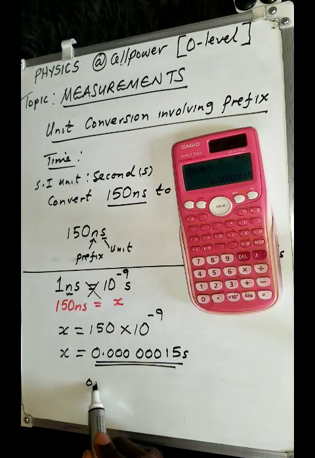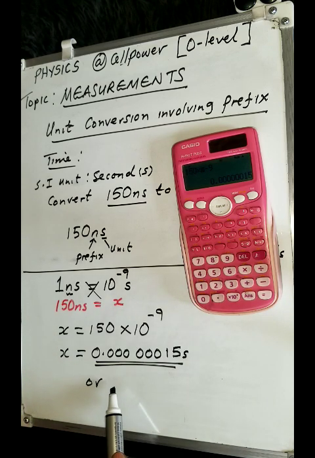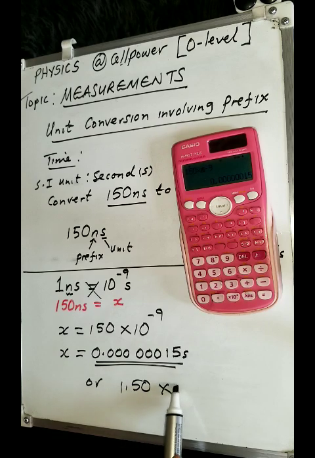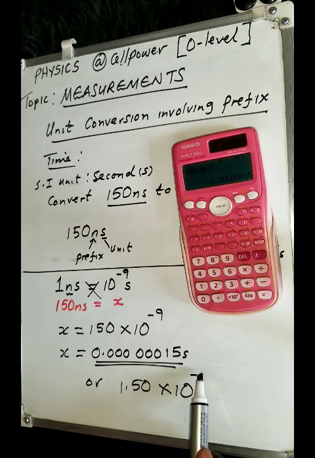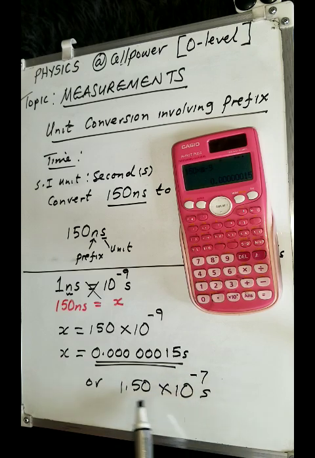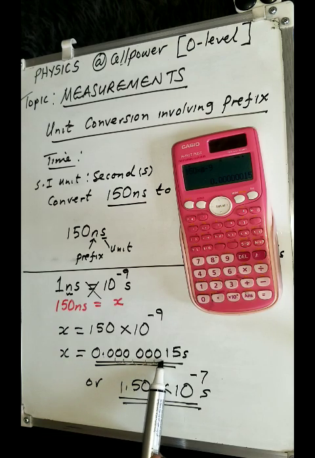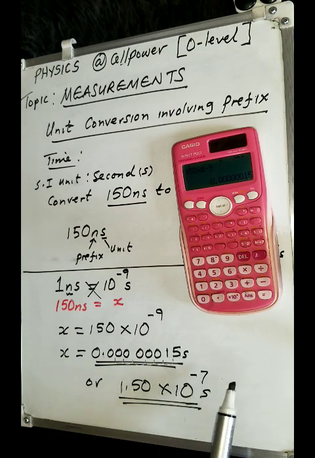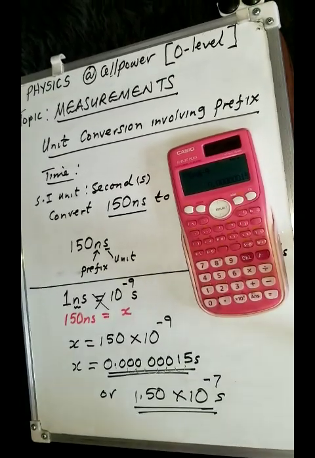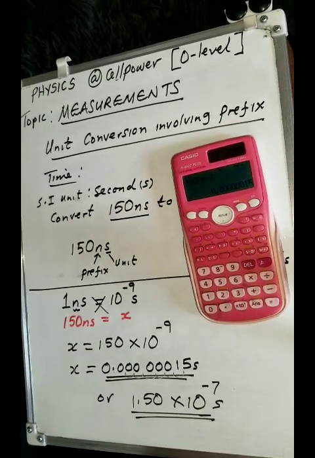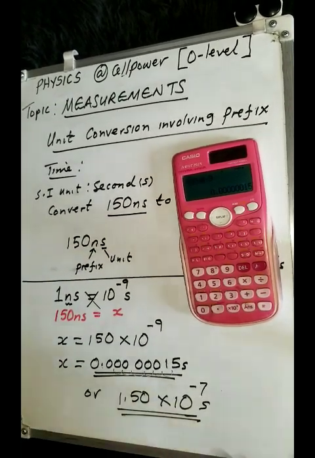Or you could have left it in standard form. In standard form, that is going to be 1.50 times 10 raised to the power negative 7 seconds. So that is the way it is going to be. Remember, when you move the decimal point 1, 2, 3, 4, 5, 6, 7, it will be times 10 raised to the power negative 7. So basically, that is what you can do on that one.